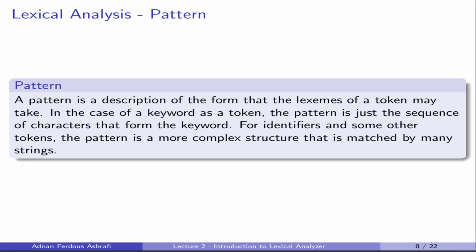So a pattern টা কি actually the characters coming one after another. So int এর pattern হচ্ছে i, then n, then t, right? So double এর pattern হচ্ছে d, o, u, b, l, e, and so on. So any sequence of characters that is used to define the structure of a lexeme is called a pattern. Okay. So for identifiers and some other tokens, the pattern is a more complex structure that is matched by many strings.